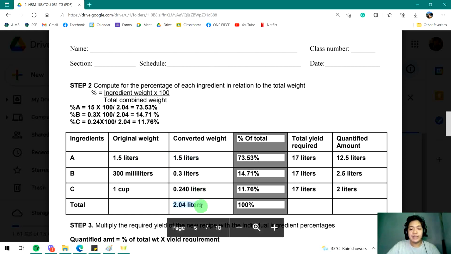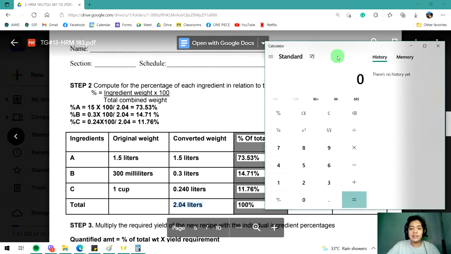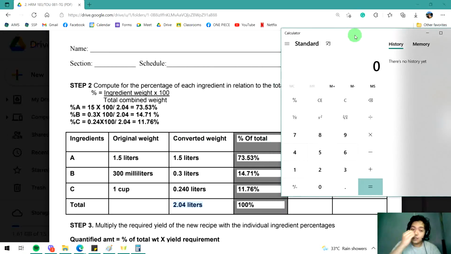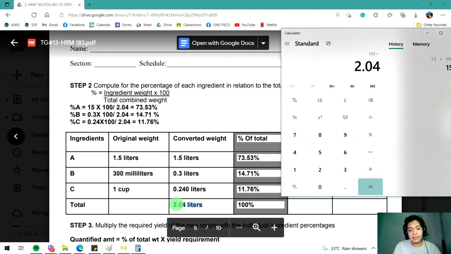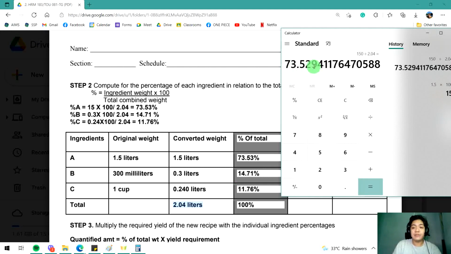So gawin natin siya sa ating calculator. Let's see if tama ang sagot na nasa module natin. That is 1.5 times 100. We have here 150 divided by 2.04, which is yung total converted weight natin. We will have 73.52529, which is when rounded off into the nearest hundredths, we will have 73.53%.